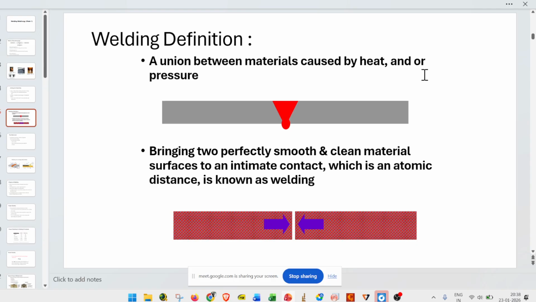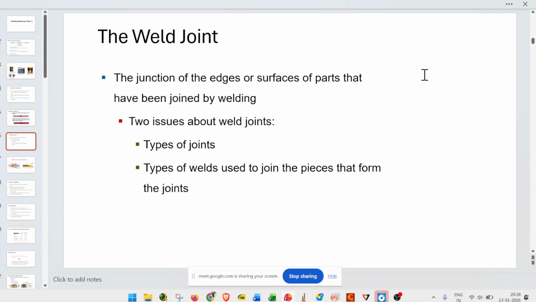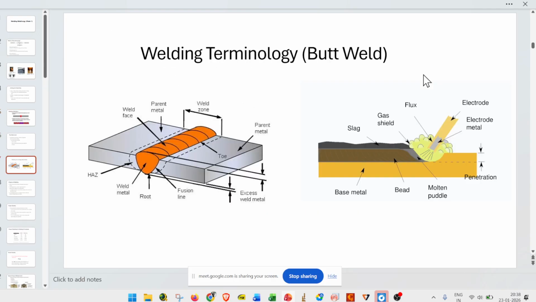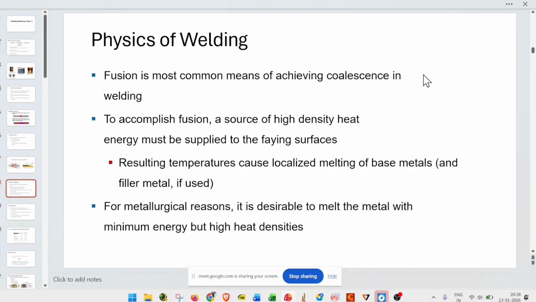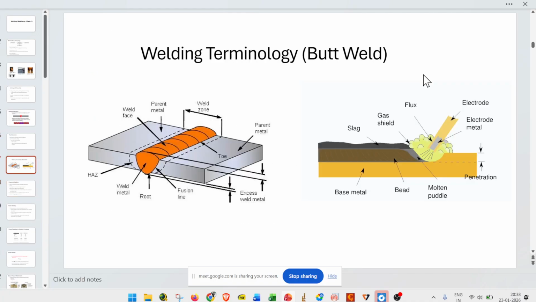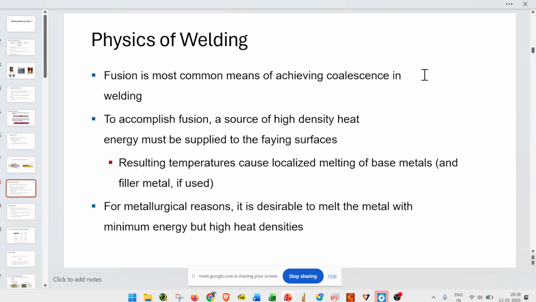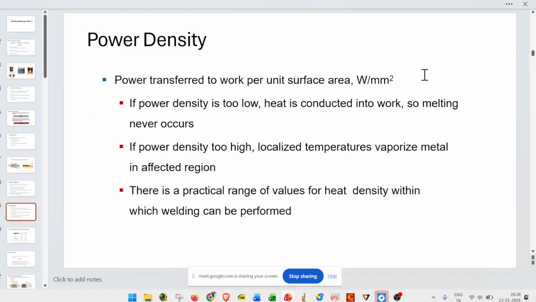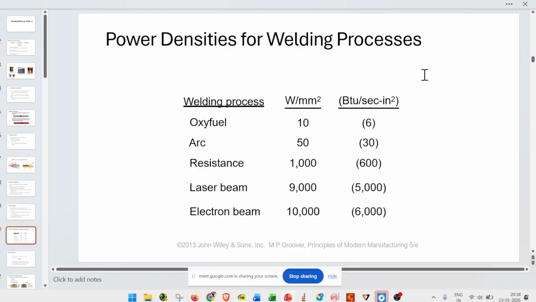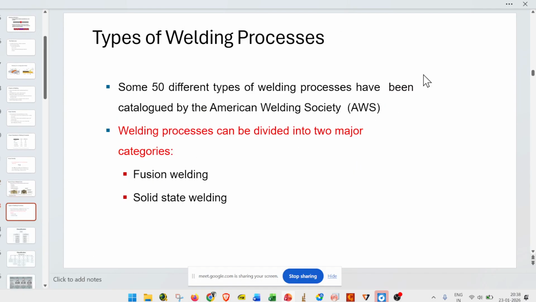I mean, it will mix at the atomic level and join together. Okay, so as we said, in the welding definition, we can join them by using heat or pressure. Based on that, we can classify the joining welding processes into two: one is the fusion-based welding process and the other is the solid state welding process.